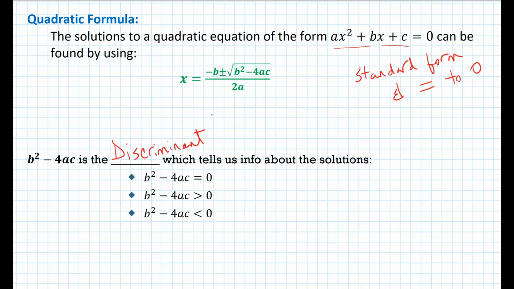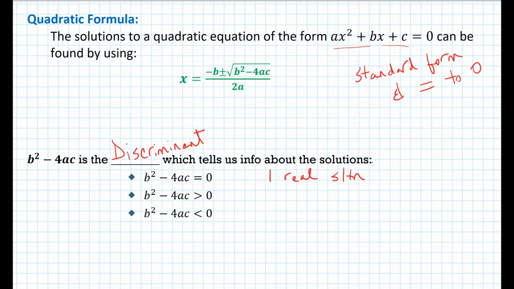Okay. And so, just looking at the discriminant and evaluating it gives us some information about the solutions that we get. So, if b squared minus 4ac is equal to 0, that's that component under the radical, we would end up with negative b plus or minus 0. How many solutions are we going to get if we're doing plus or minus 0? It's 1. One solution, right? 3 plus 0 is 3. 3 minus 0 is still 3. There's only one solution, and it's going to be real.